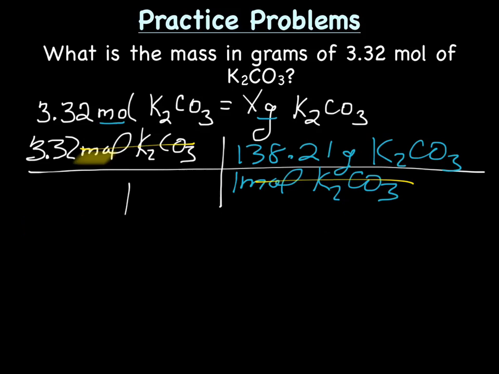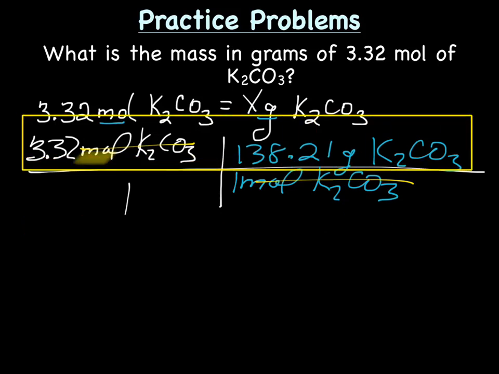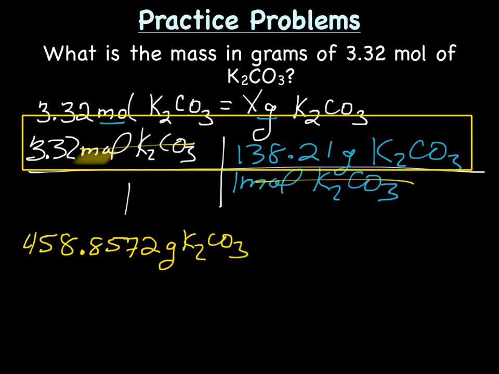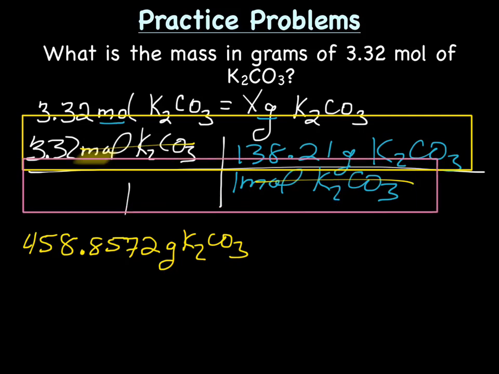All right, so when we multiply across the top, I came up with 458.8572 grams of K2CO3, and when we multiply across the bottom, 1 times 1 equals 1, so we don't really have to do too much in the way of dividing. So there's our answer, almost.